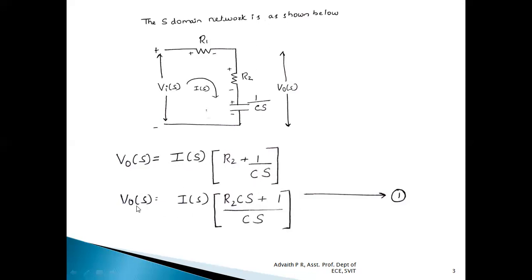When we simplify that, we'll get V0 of S is equal to I of S into R2 CS plus 1 divided by CS. Let us consider that as equation number 1. Now we have obtained the voltage equation with respect to output. Similarly, let us try to obtain the voltage equation with respect to input.